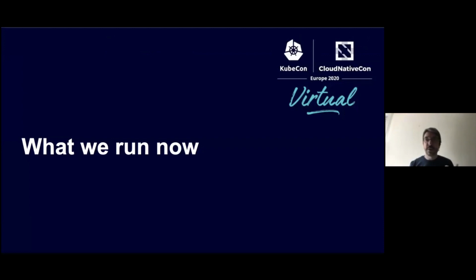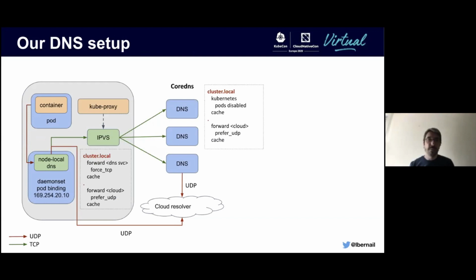So let's see what we run now to be safe at Datadog. What we do is we run Node-local-dns, which I was talking about before, and either IPVS for older clusters or Cilium for more recent clusters. And we use TCP for any connection to the DNS service because it's a lot better. However, we use UDP to connect to the cloud resolver because of the limitation I was mentioning before.